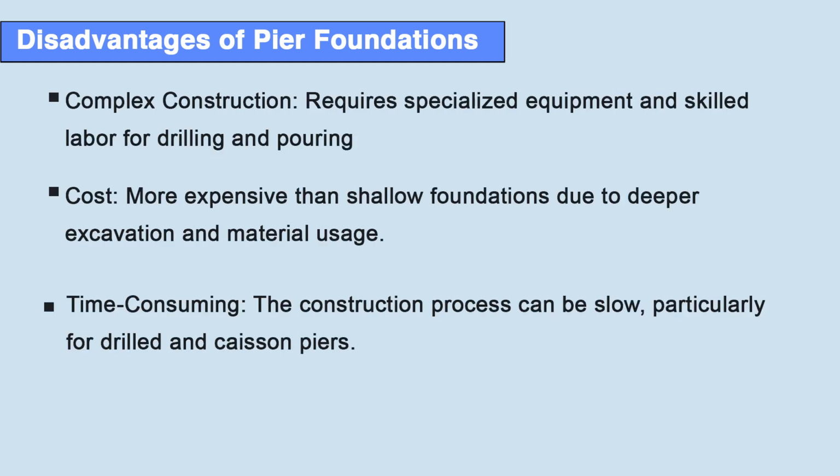Then what are the various disadvantages of pier foundations? First is complex construction. It requires specialized equipment and skilled labor for drilling and pouring. Second is cost. It is more expensive than shallow foundations due to deeper excavation and material use. Third is time consuming. The construction process can be slow, particularly for drilled and caisson piers.